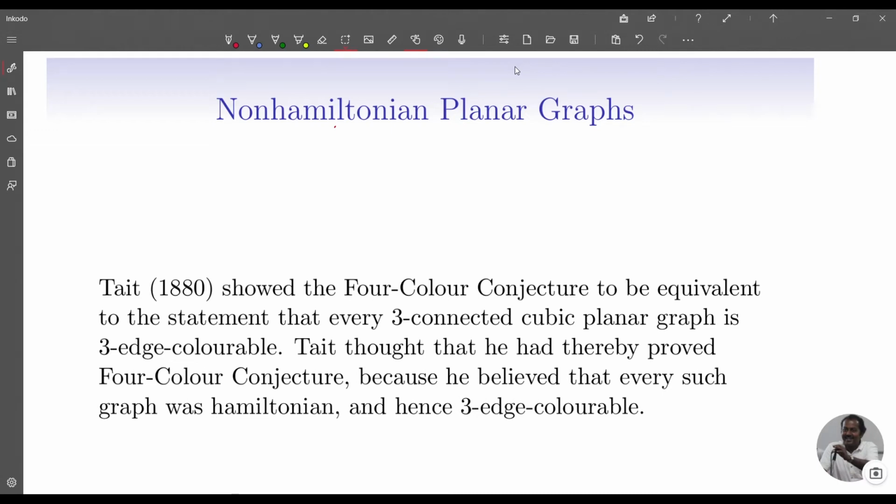Today we discuss non-Hamiltonian planar graphs and we prove Grinberg's theorem in this class. Tate in 1880 showed that the four-color conjecture is equivalent to the statement that every three-connected cubic planar graph is three-edge colorable. Tate thought that he had thereby proved the four-color conjecture because he believed that every such graph was Hamiltonian and hence three-edge colorable.